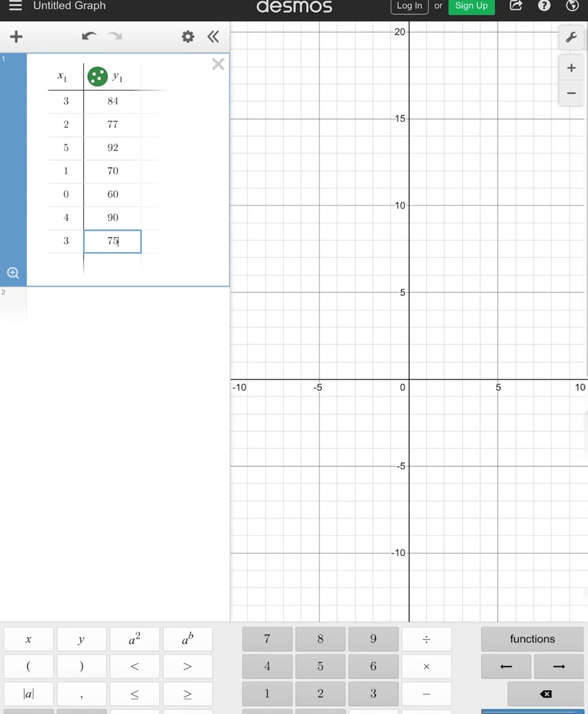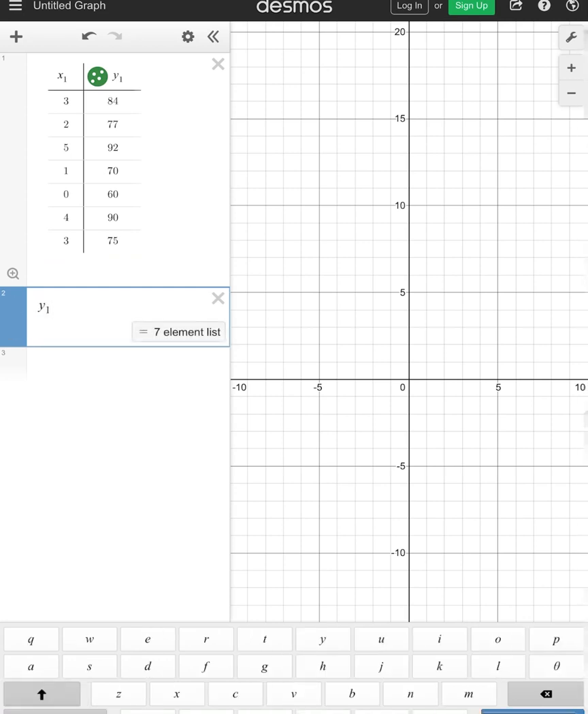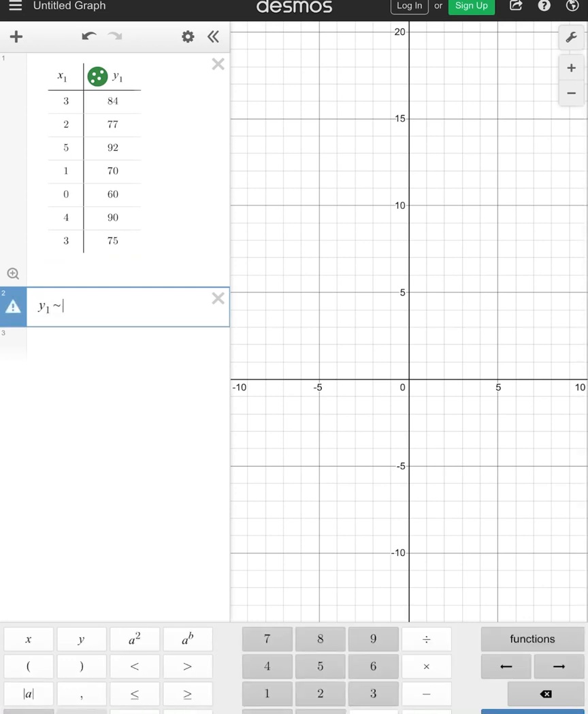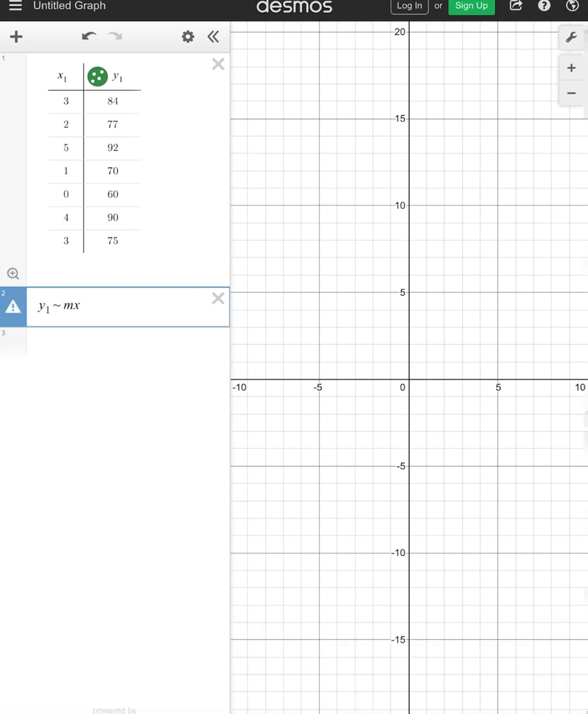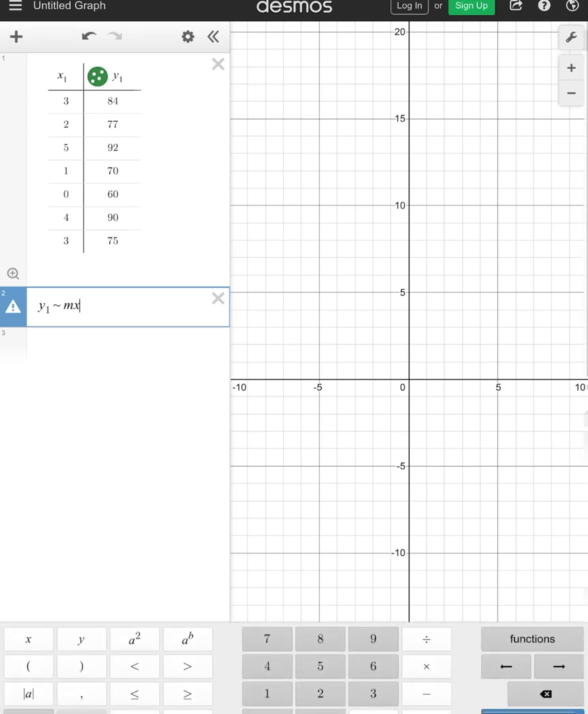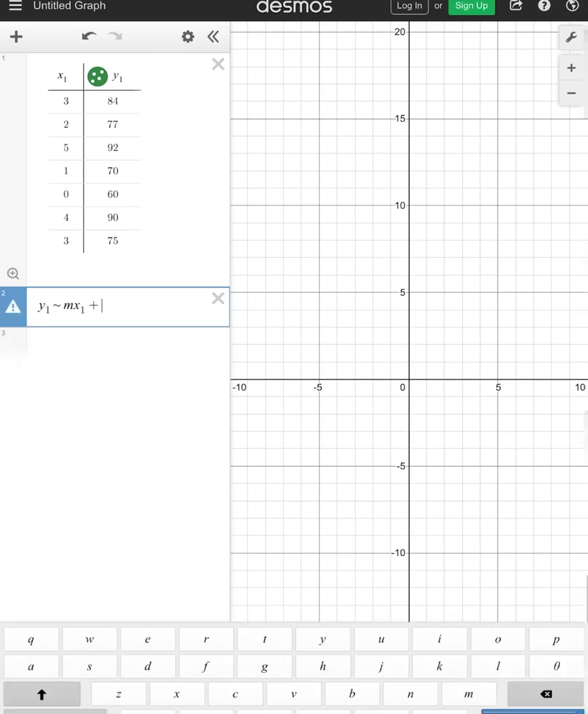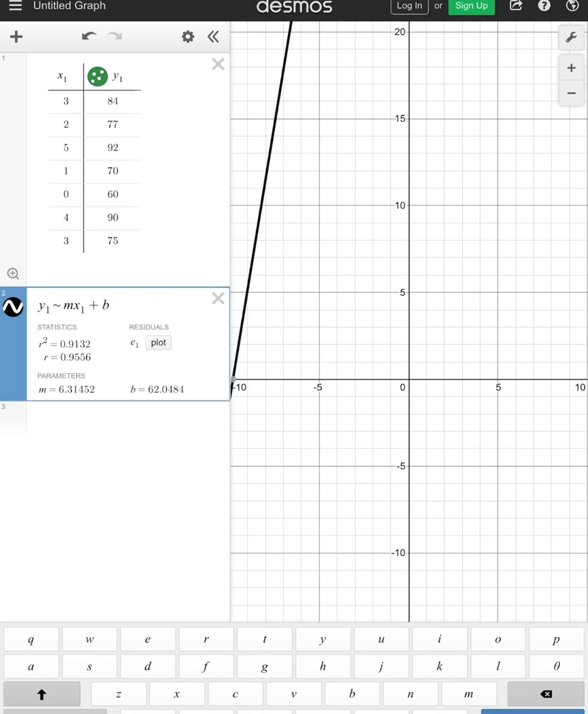Now we want to, let me double check. I always like to double check and make sure I've put everything in properly, because sometimes we can overlook things. Okay, yep, that looks good. Now I want to add an expression. So I want to do y1 is approximately mx1 plus b. So now let me get my information.